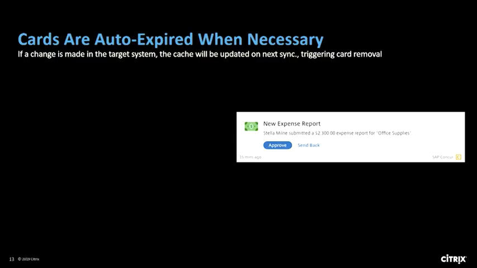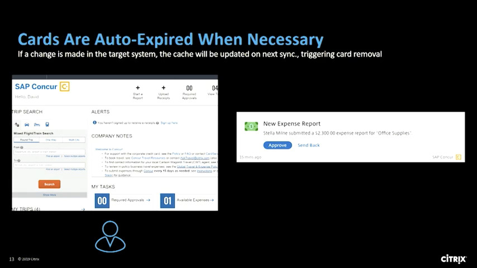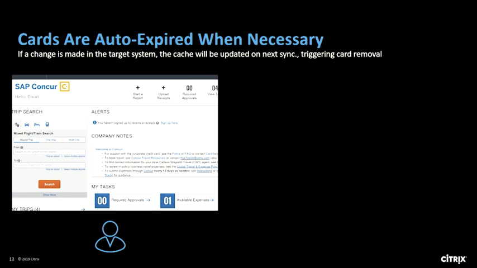Now, supposing I have that expense notification again. And supposing for some odd reason, I as the approver go off to Concur and manually go into my queue and I go, well, actually I'm going to hit approve here. That's fine, all right, because on the next incremental sync, we will go, I see you did that, that's fine, and I will make the card disappear. All right, so we do clean up after ourselves.